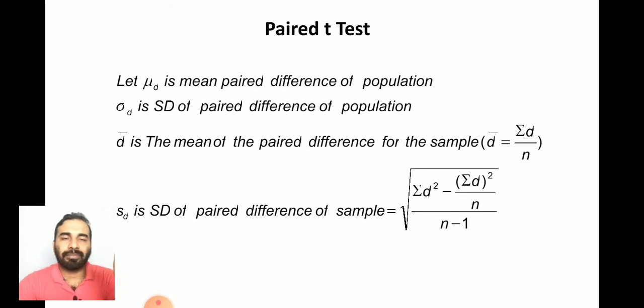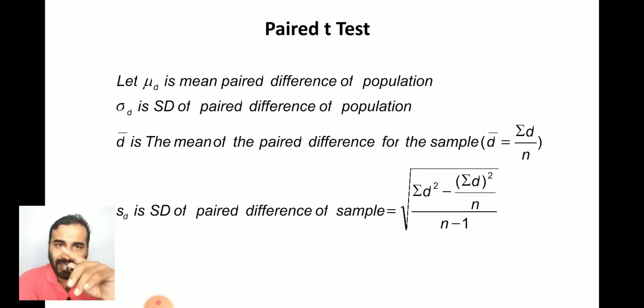What will be the standard deviation of d? Sigma d. It is the standard deviation of the paired difference of the population. Earlier we had mu and standard deviation, but here we have mu d and sigma d. Then what is d bar? D bar is nothing but the mean of the paired difference for the samples. So the average paired difference, that we call d bar.